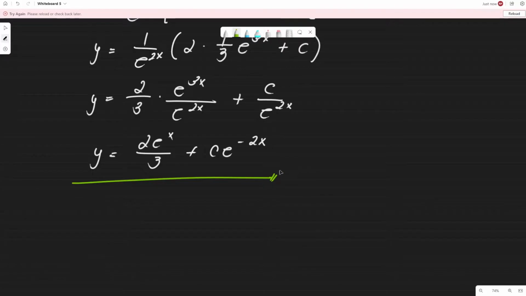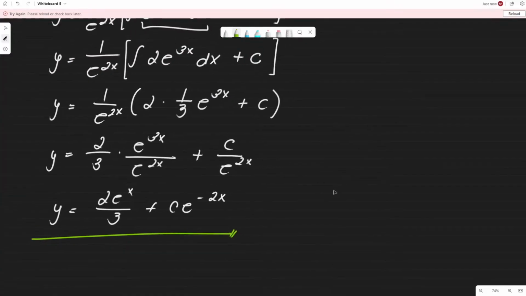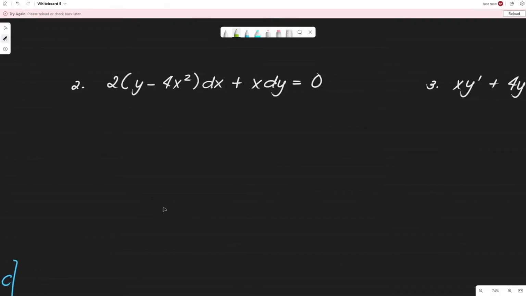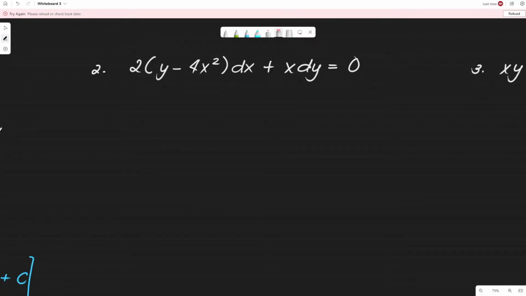Just simply plug in. That's how easy it is. Okay? So, we have our next example, number 2: 2 times y minus 4x squared dx plus x dy is equal to 0. Again, this is linear in x, obviously, because we have a standalone x attached to dy. So, no problem there. We just need to transform this into the standard form, y prime plus p of x y is equal to q of x.